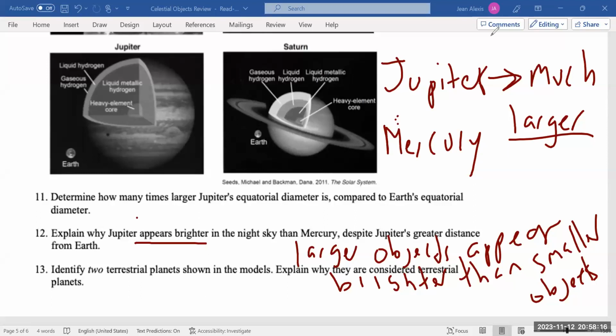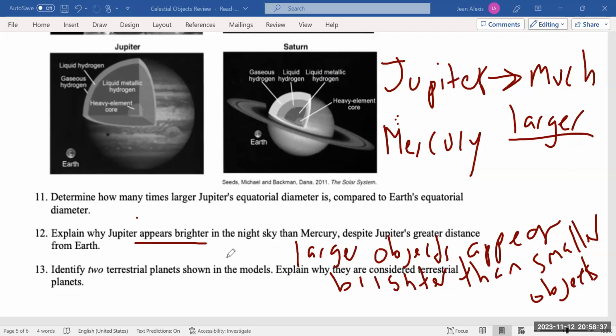So number 12, it says, explain why Jupiter appears brighter in the night sky than Mercury, despite Jupiter's greater distance from Earth. All right. So as you can see in the notation, I actually wrote this down and I forgot to hit record, so it's perfectly fine.